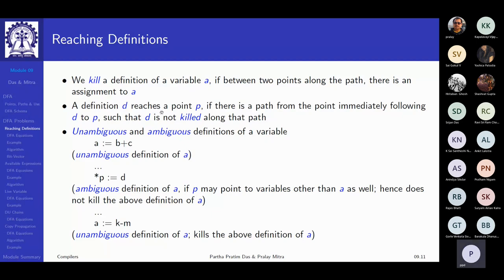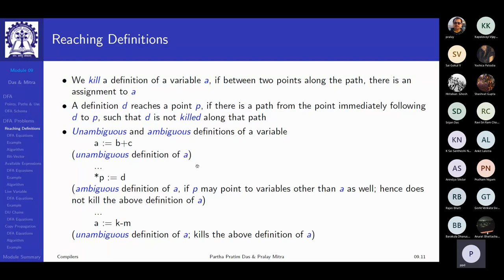So a definition D reaches a point P if there is a path from the point immediately following D to P, such that D is not killed along that path. So then we will say that it has reached. If it is killed along the path, it does not reach. For example, there could be unambiguous and ambiguous definitions of variables, like A assigned B plus C is an unambiguous definition of A, because it will always change A. Whereas if I have star P assigned D, then this is an ambiguous definition of A, because P may point to A or it may point to variables other than A as well. Right? So if it points to some other variable, then naturally it does not kill the above definition of A.